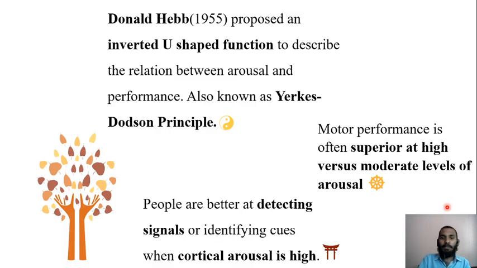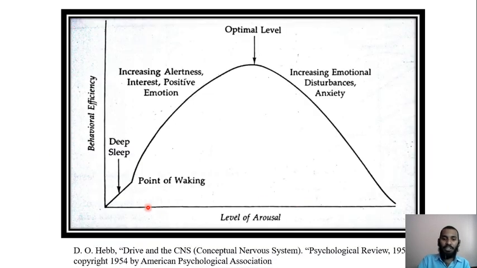Donald Hebb proposed an inverted U-shaped function to describe the relationship between arousal and performance. It is also known as the Yerkes-Dodson principle. Okay, please bring your attention to this graph. The x-axis is denoted by level of arousal, whereas the y-axis is denoted by the behavioral efficiency, or the performance.